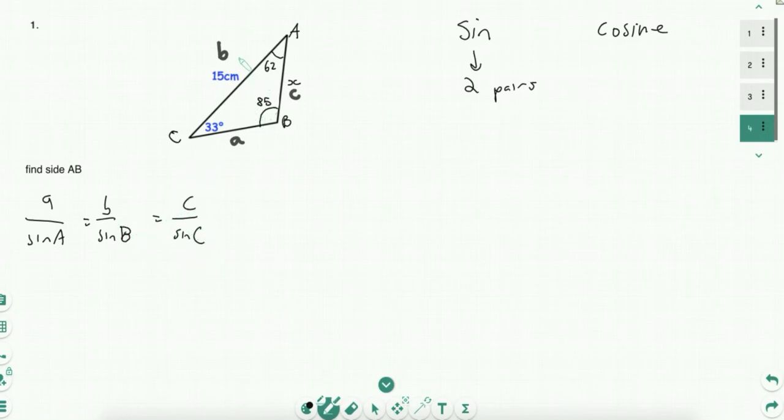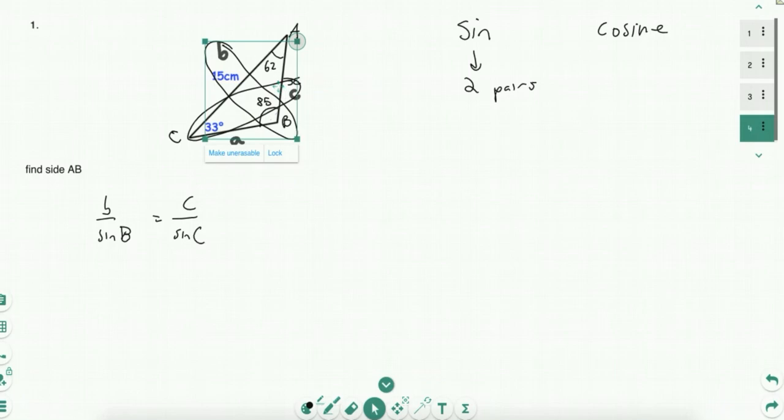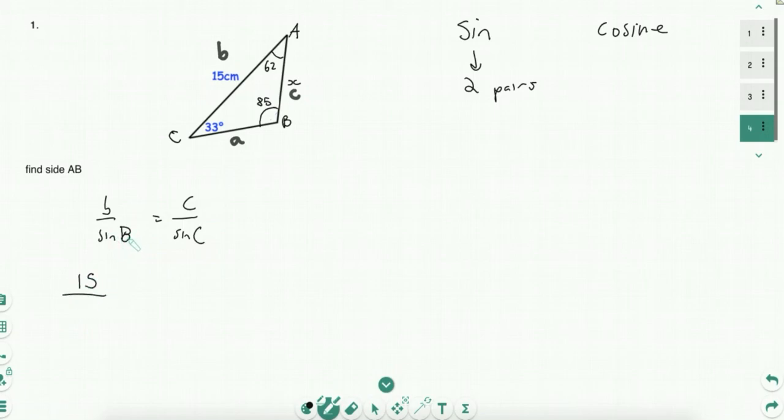In this case, we know pair B, and we're looking for pair C. So we don't need the A's in this one. So we can just go ahead and fill it out. So little b is side B, which is 15, over sine B, which is sine 85, equals little c, which is x, over sine C. So angle C is 33. And we want to find x.